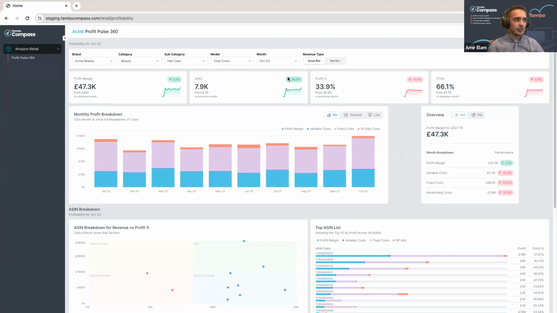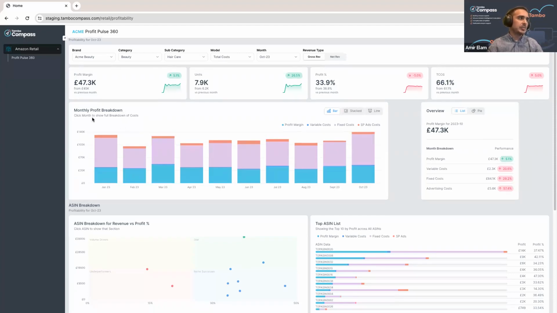Under each of those key metrics, you can see how they are performing compared to the last month, and also a nice chart that indicates if it went up or down. Then moving to the next section is the monthly profit breakdown. This is a monthly view, determined by the filter you select at the top. In this instance, you have a monthly view of your total cost, broken down into all the elements that make up the cost.